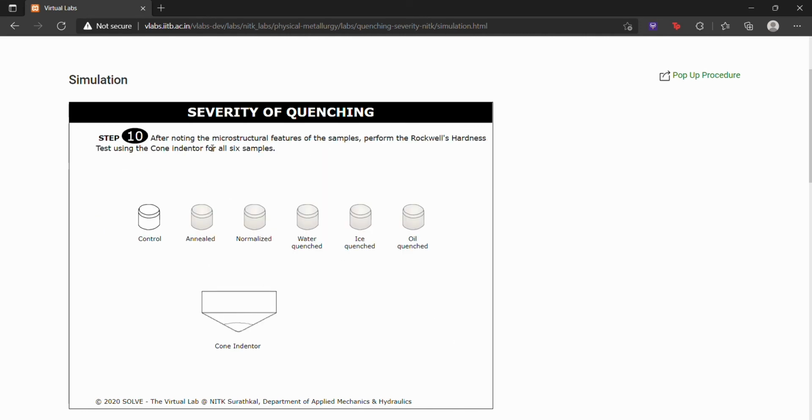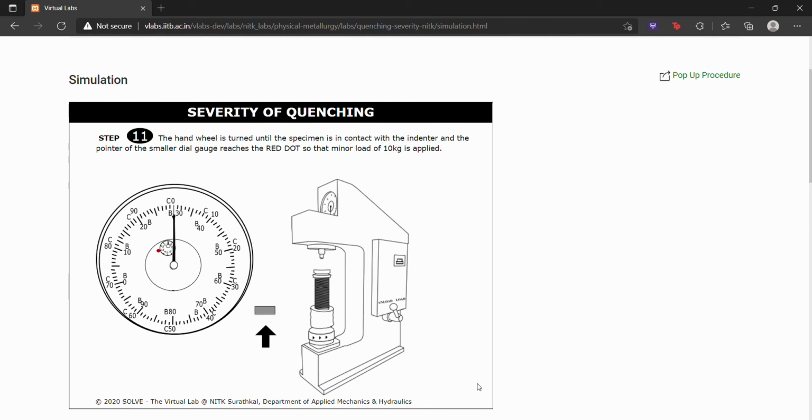Step 10. After noting the microstructure features of the sample, perform the Rockwell hardness test using the cone indenter for all 6 samples. Step 11. The hand wheel is turned until the specimen is in contact with the indenter and the pointer of the smaller dial gauge reaches the red dot, so that a minor load of 10 kg is applied.